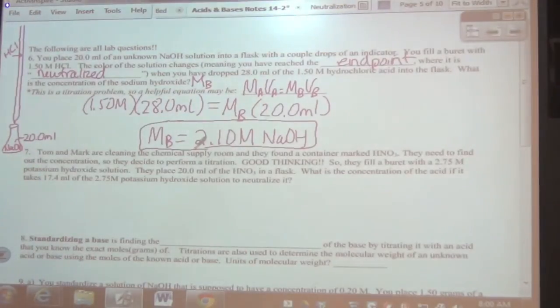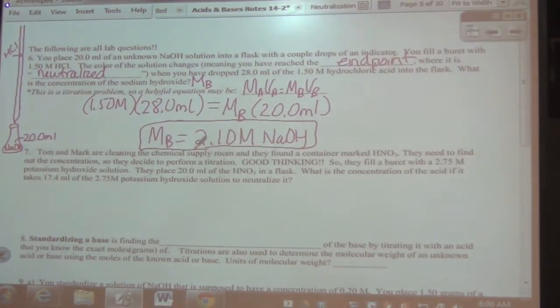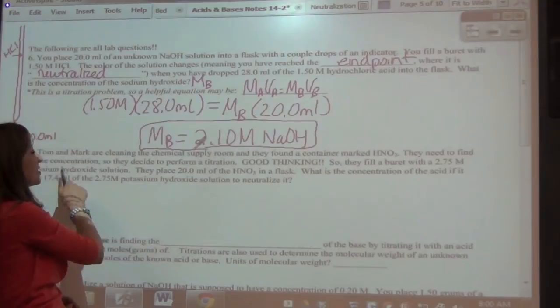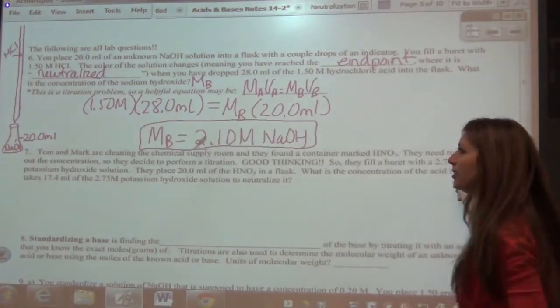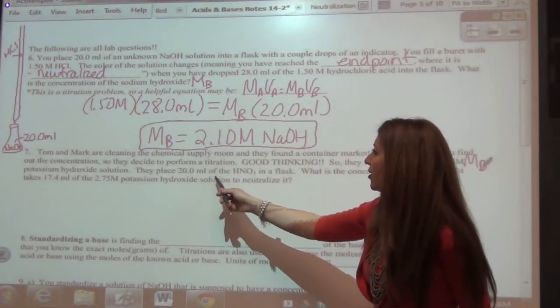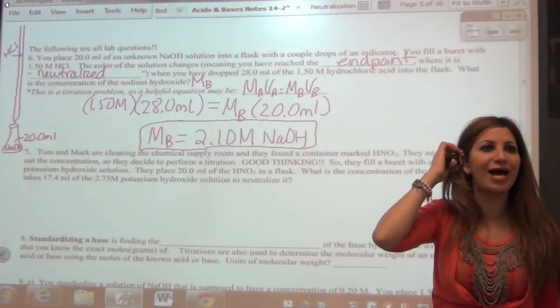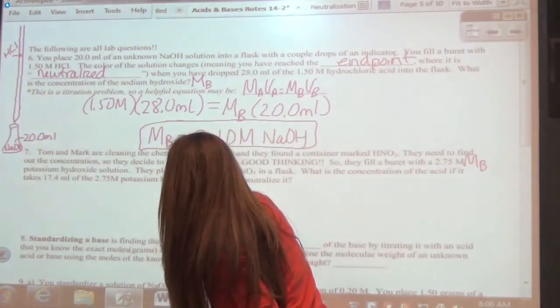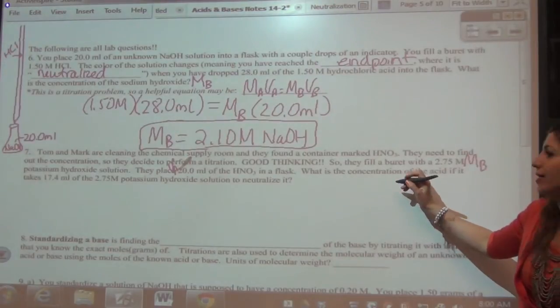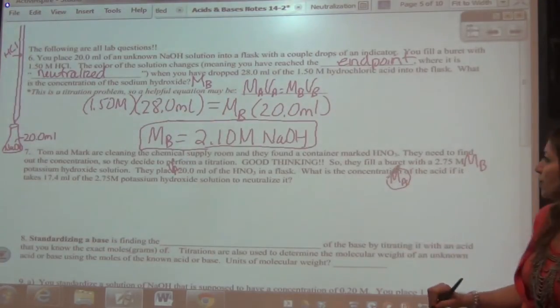Pretty easy? Okay. Tom and Mark are cleaning the chem supply room, and they found a container that was marked HNO3. They need to find out the concentration, so they decide to perform a titration. Good thinking. They fill a burette with 2.75 molar potassium hydroxide. What is that then? Base. Good. So that's going to be your base. They place 20 milliliters of the HNO3 in a flask. What's that representing? Your VA. Very good. That's the volume of your acid. What is the concentration of the acid? So what are we looking for? MA. Awesome. That's what we're looking for.